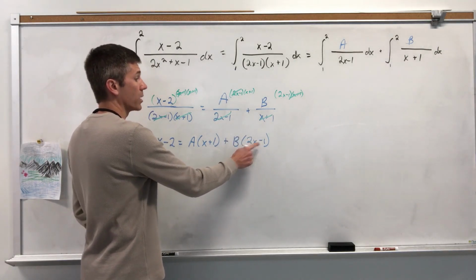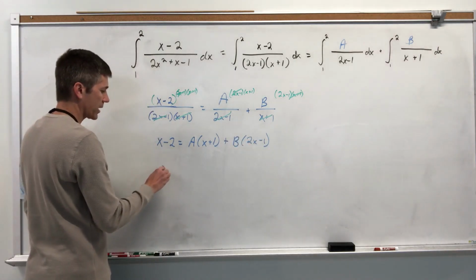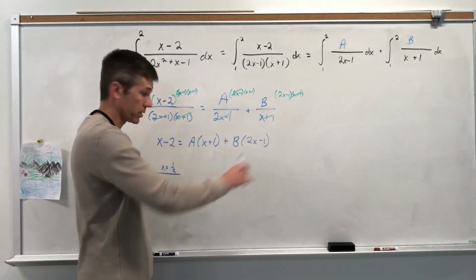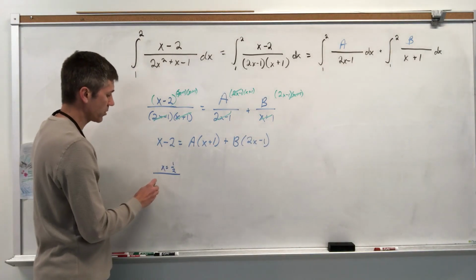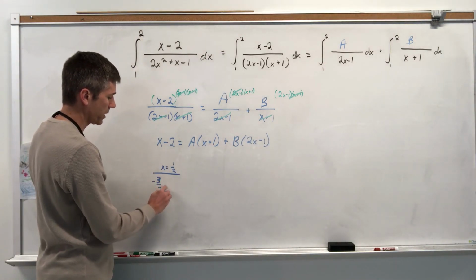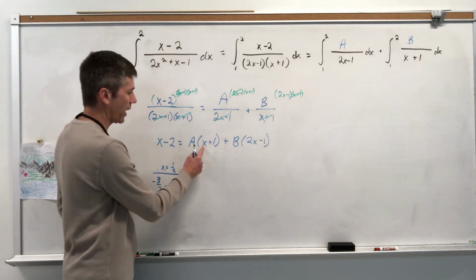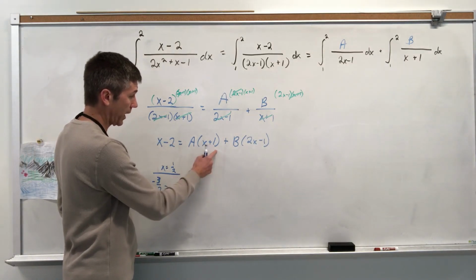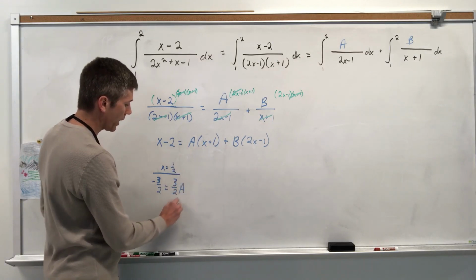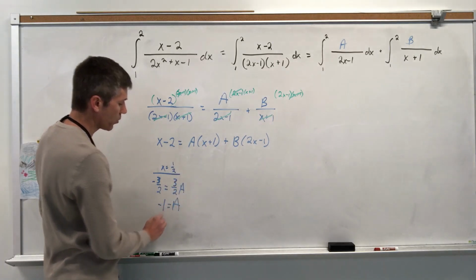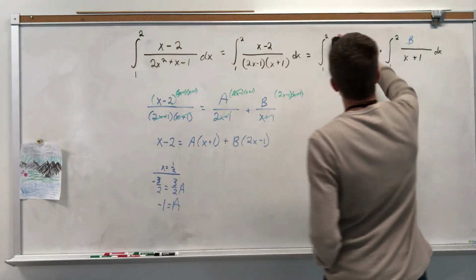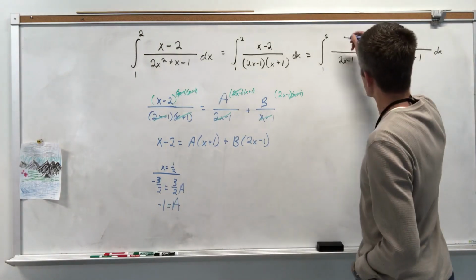1/2 here would be 1 minus 1. So if x was equal to 1/2, then this is what it would look like. x is a half, so I have 1/2 minus 2. That's negative 3/2. And 1/2 goes here, so that'd be 1 1/2. So 3/2 times a equals negative 3/2. So a would be negative 1. Found it. a is negative 1.